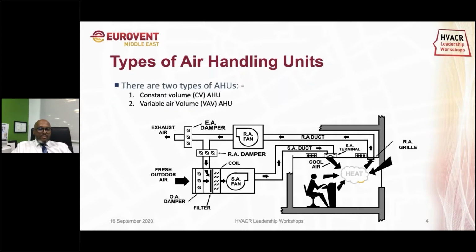Types of AHUs. Simply, an AHU delivers and regulates air. But when we say it regulates air, that means it's variable, and so there must be a constant one. So there's a constant volume AHU, and there's a variable unit.